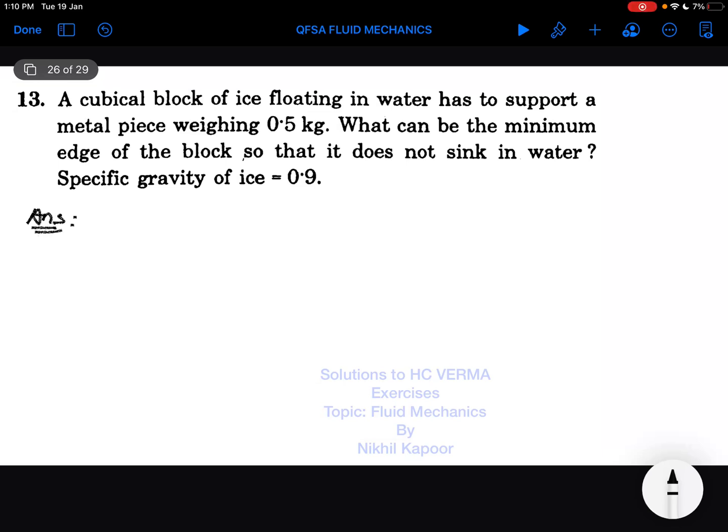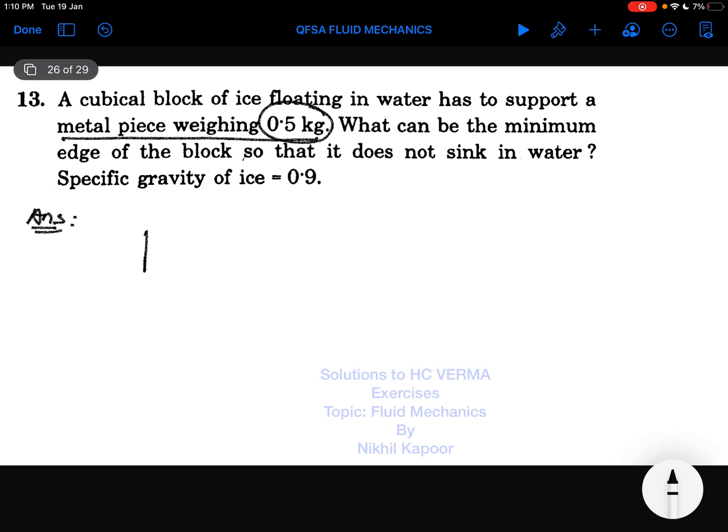The 13th question, and what is said here: a cubical block of ice is floating in water and it has to support a metal piece weighing 0.5 kg. What can be the minimum edge of the block so that it does not sink in water?